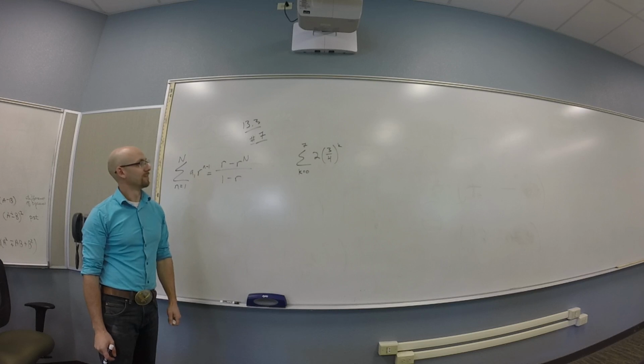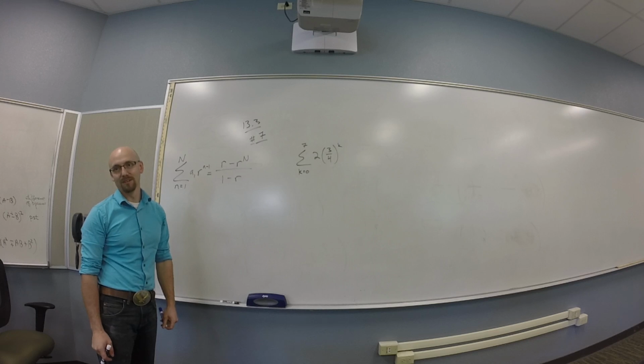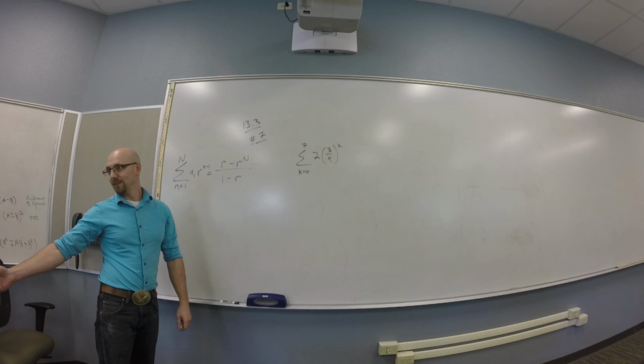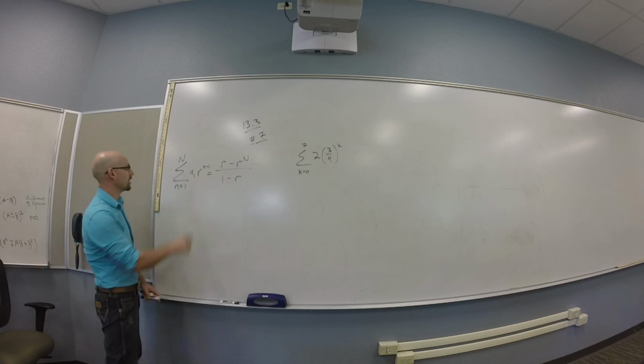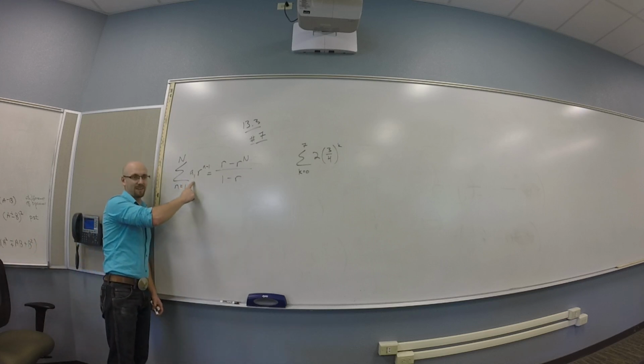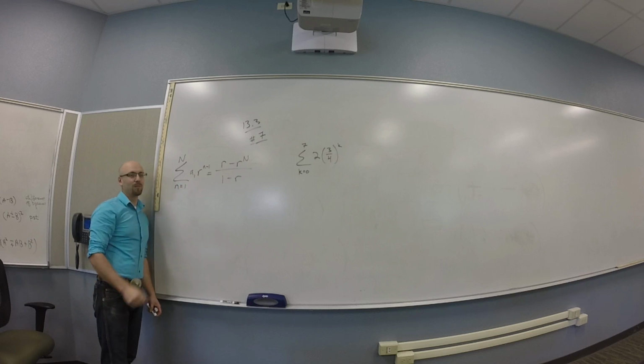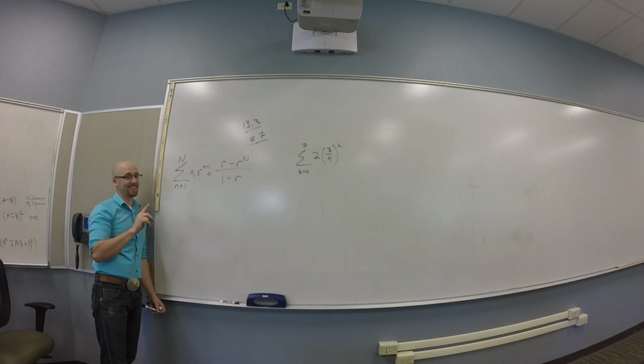Crap. Why was I hopeful for a second and now I'm less hopeful? Yeah, the multiplication by 2 is not so bad. That's just this a1. But my sum formula starts at n is 1. Oh, wait. I might be good. Why am I no longer concerned?